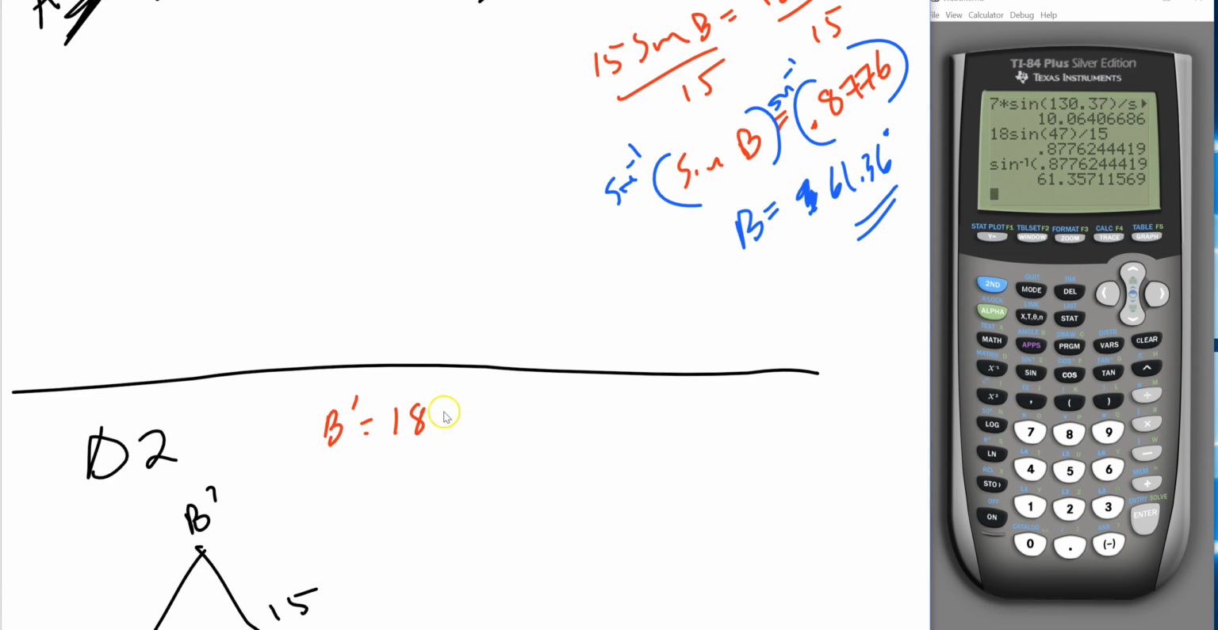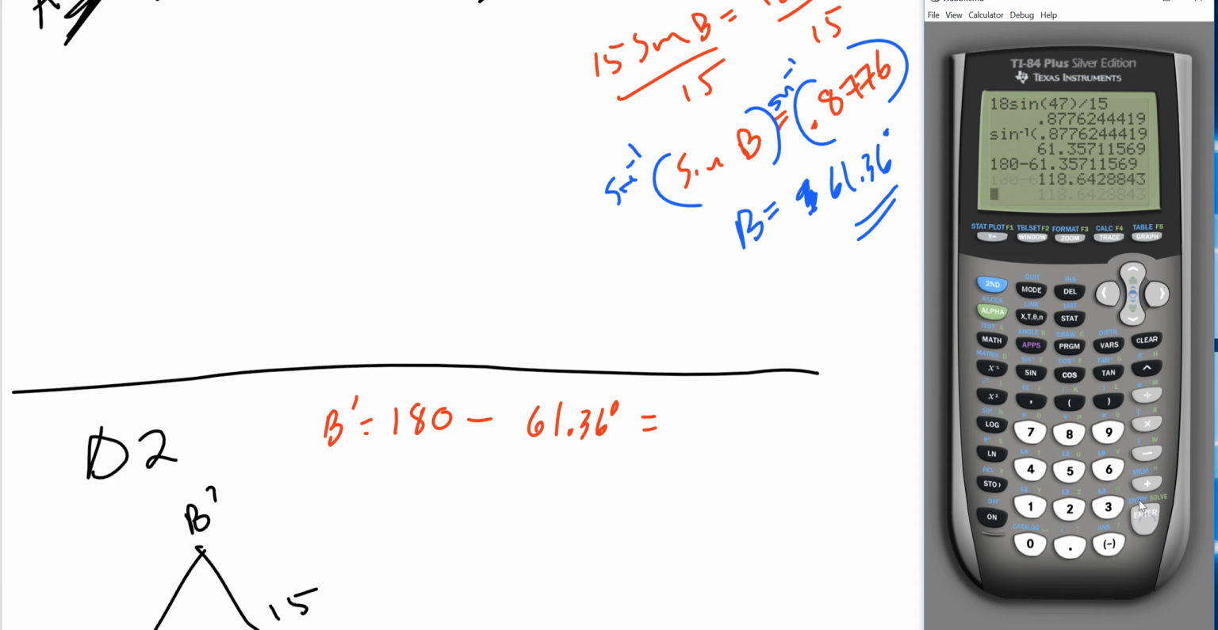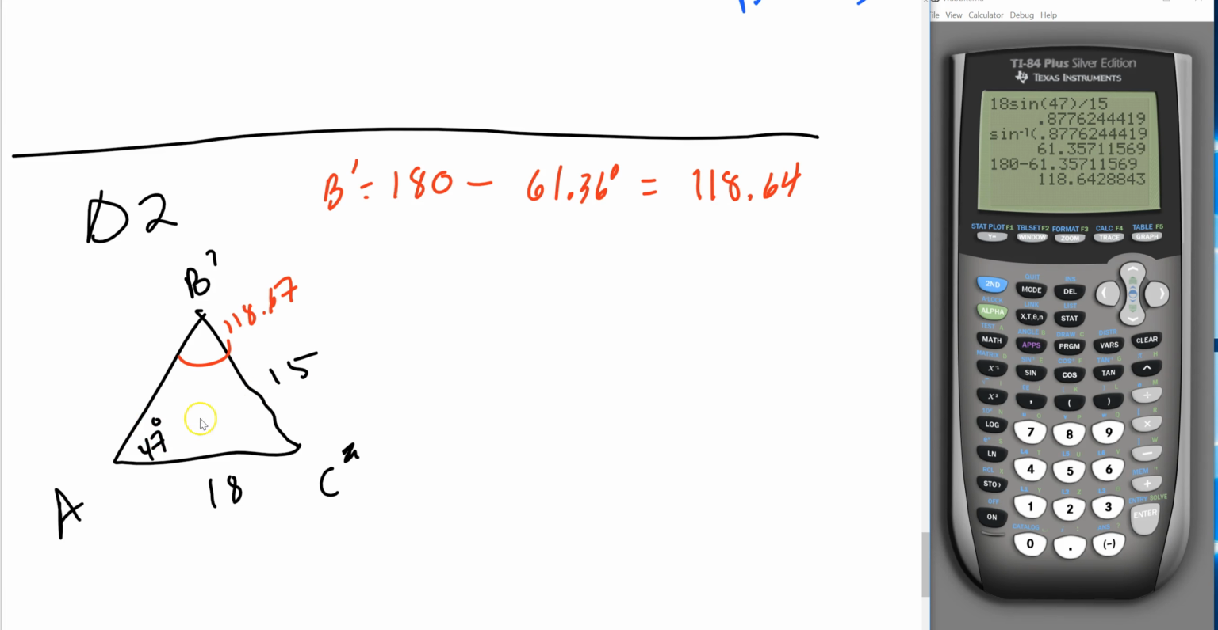Angle B over here is always the same thing. It's just 180 minus the first angle you found. Whatever the first angle you find, just do 180 minus that, and that'll be the first angle in the other triangle. And I get 118.64. Now, if you look at it, 118.64 plus 47 is actually less than 180. So there is two triangles. There will be two triangles in this case.